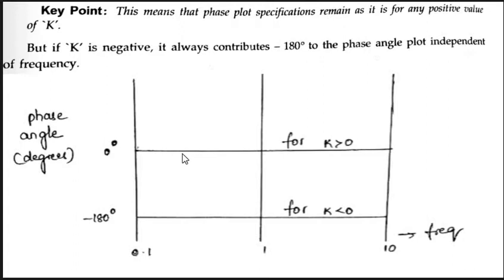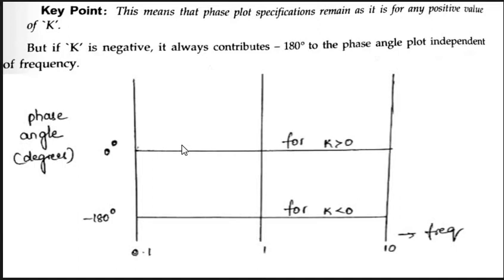If k value is 10, we can also draw the line at 0 degrees. So if k value is greater than 0, the phase plot is drawn at the 0 degrees line. If k value is less than 0, the phase plot is drawn at minus 180 degrees. So this is the phase graph or phase plot for the system gain k. Combining these two is called the Bode plot for the system k.